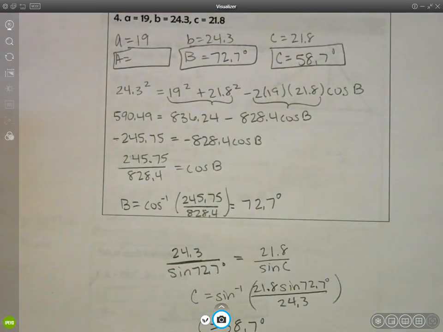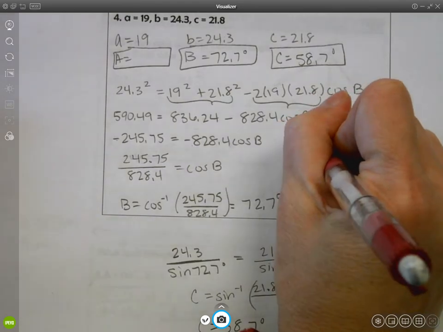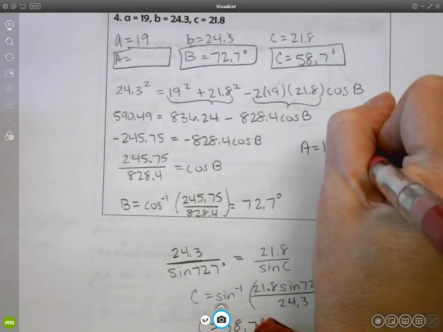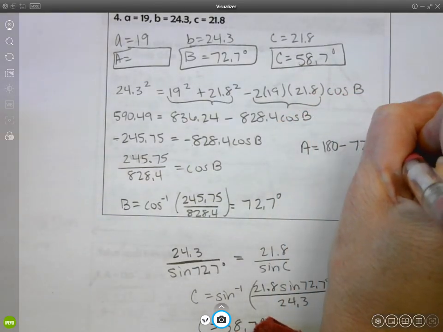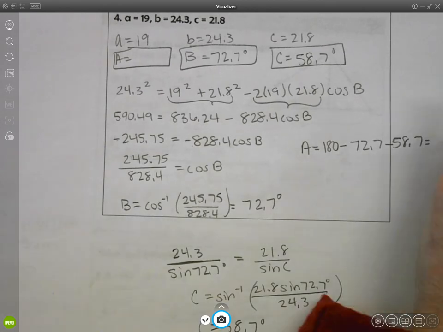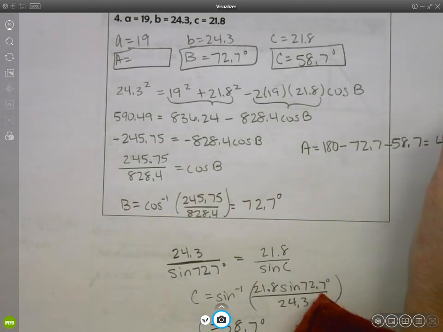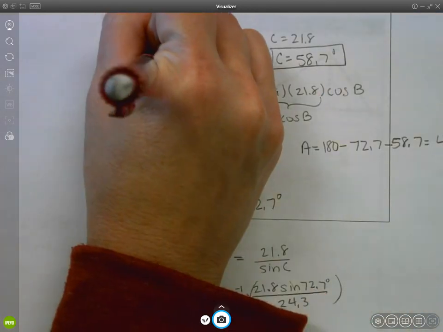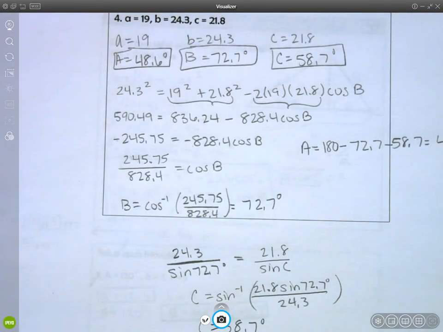Alright, so now that we know 2 angles, to find the third angle we can just subtract from 180 the 2 that we know. So 180 minus 72.7 minus 58.7 gives me 48.6. Alright, so that's a law of cosines.